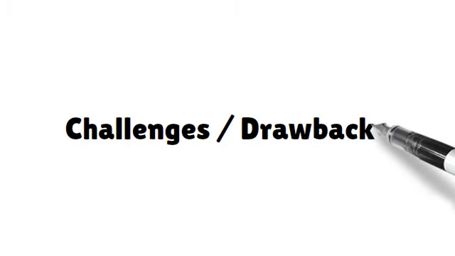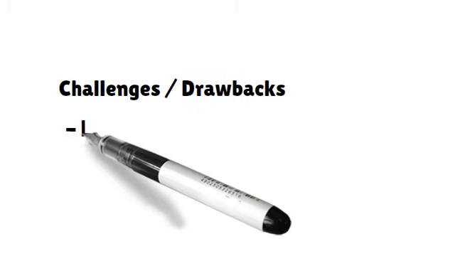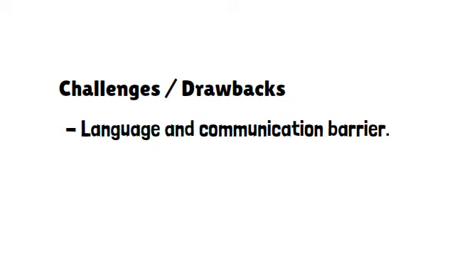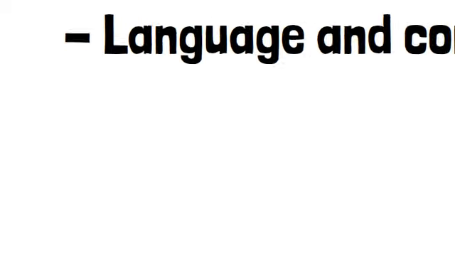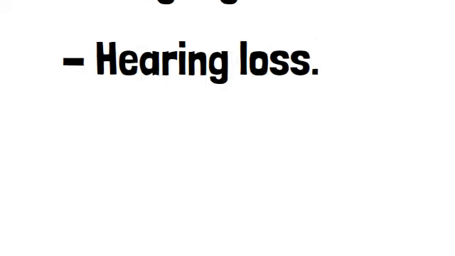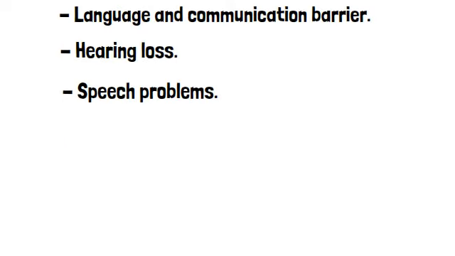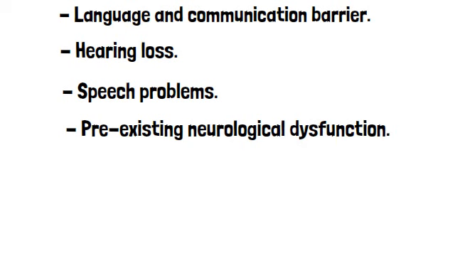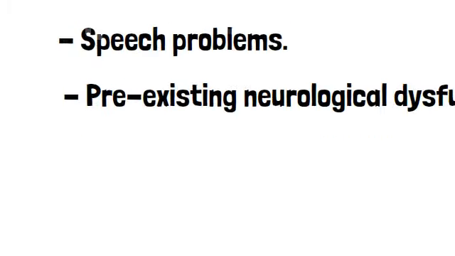What are the challenges and drawbacks with regards to the Glasgow Coma Scale? There might be a language and communication barrier. For example, the healthcare provider might be speaking in English while the patient's home language is isiXhosa and they only understand that language. The patient might be suffering from hearing loss. The patient might suffer from speech impediments. There might be pre-existing neurological dysfunction which gives false results.